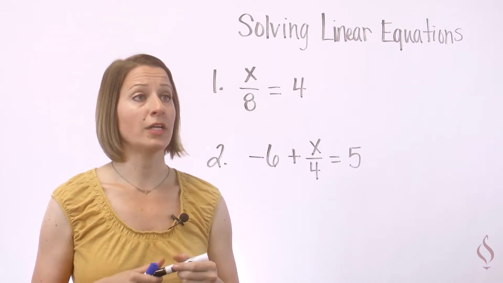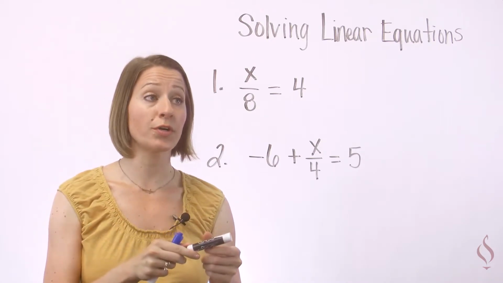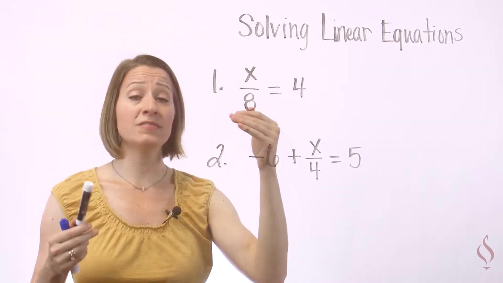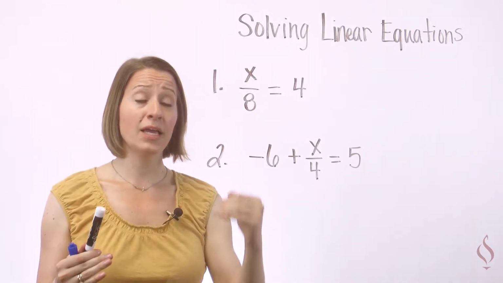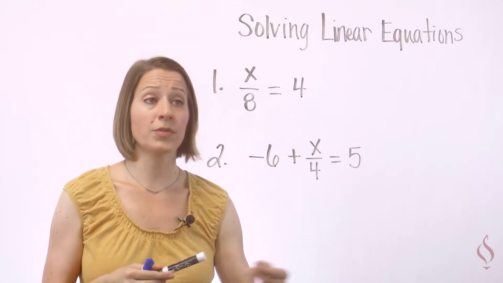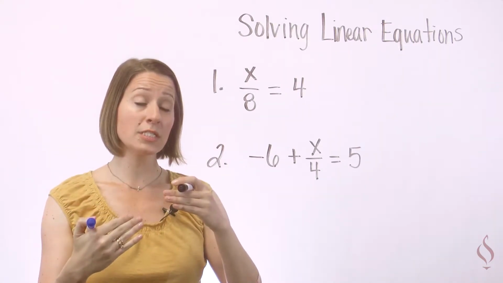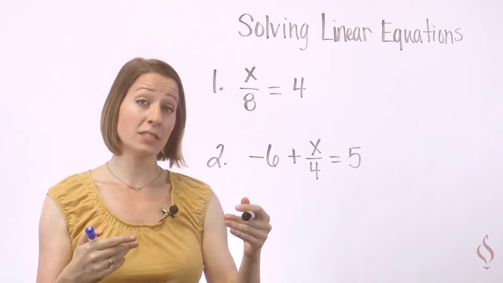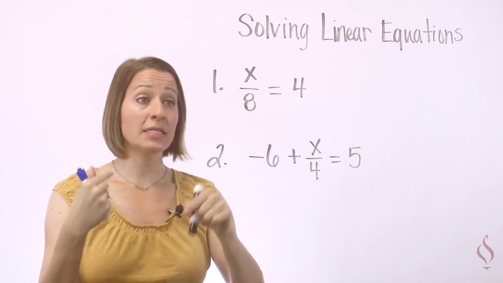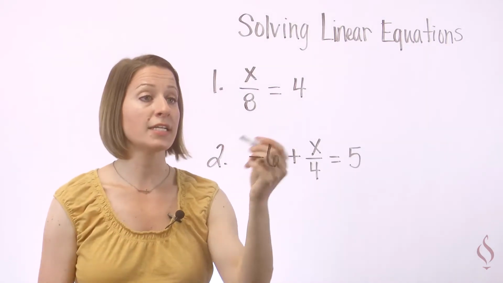Take a look at this first one. x divided by 8 equals 4. Right now our missing number is being divided by 8, and when it's divided by 8, the value is 4. So to undo this, to work it backwards, instead of dividing by 8, we're going to hit the rewind button and multiply by 8. We're going to see what it was like before it got divided.